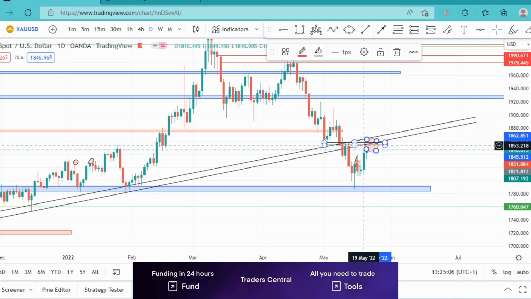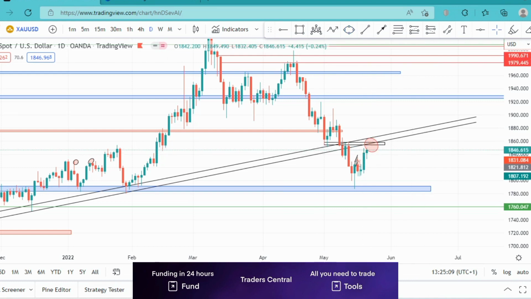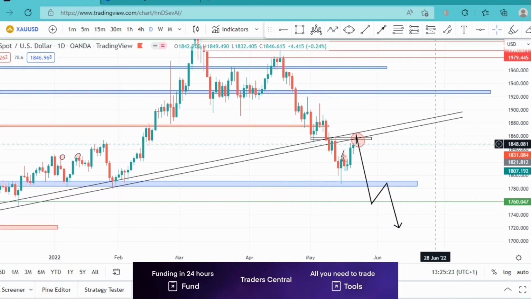All right, now two things can happen really. Either price gets into this area and then bounces off, okay, back down towards this support level, or possibly even breaking it and then continuing the move to the downside. So that is very possible, and that can happen.